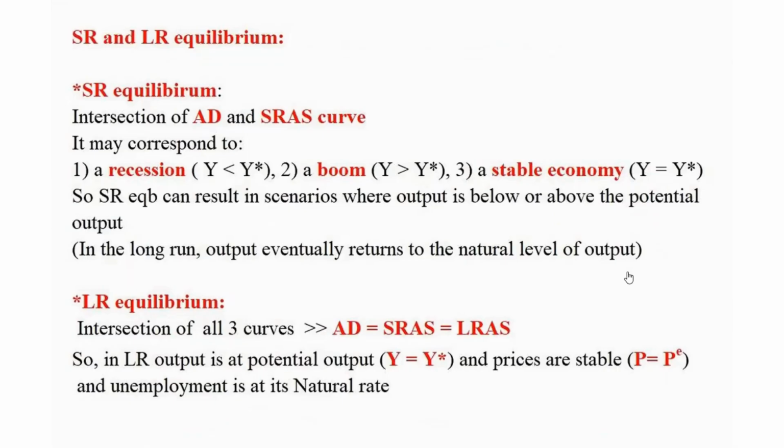So the key here is the short-run equilibrium can result in scenarios where output is below or above the potential output, though in the long run, output will eventually return to the natural level of output or the potential level of output. The long-run equilibrium is the intersection of all three curves. So it's the point where the short-run aggregate supply curve, long-run aggregate supply curve, and AD curve all intersect. In the long run, output will always be at potential output, prices will be stable, i.e. prices will be equal to the expected price level, and unemployment will be at its natural rate.